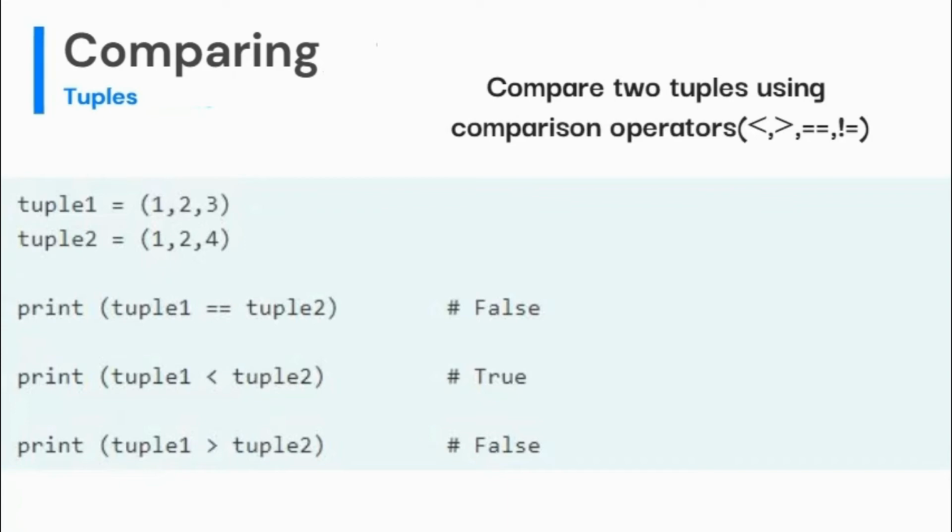Now we are going to see comparing tuples. We can compare two tuples by using comparison operators such as greater than, lesser than, equal to, and not equal to operators.